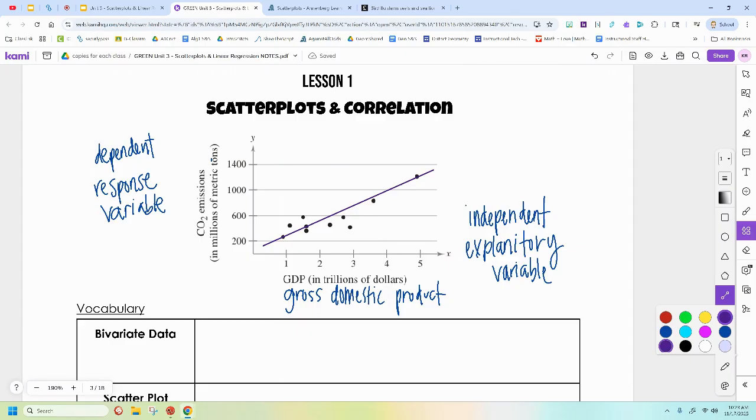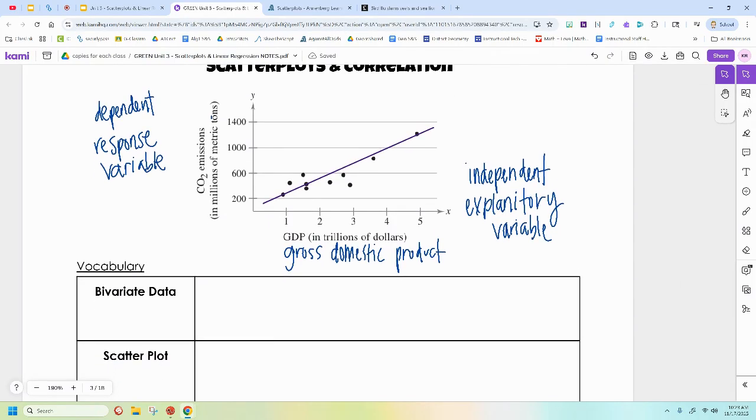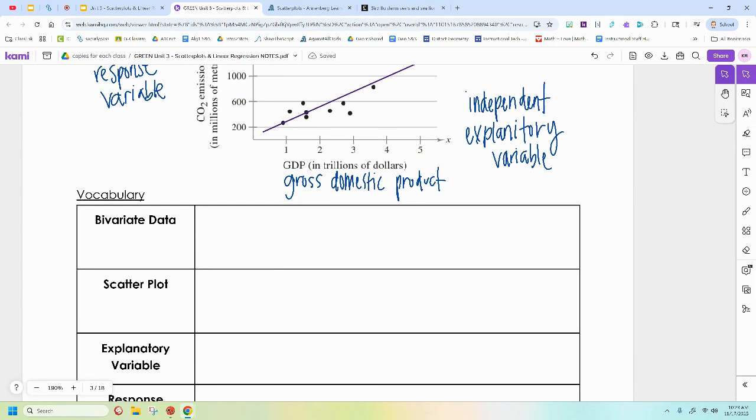This certainly looks like a linear association, right? And that's what we're going to be focused on in this unit, but you can have associations or patterns of any type. But there might be no pattern whatsoever. All right, so let's get to our vocabulary. Kind of did some of it already up here, but just pulling it all together.